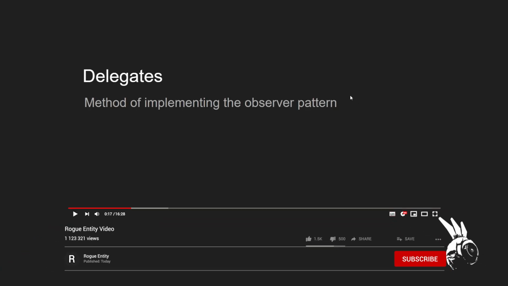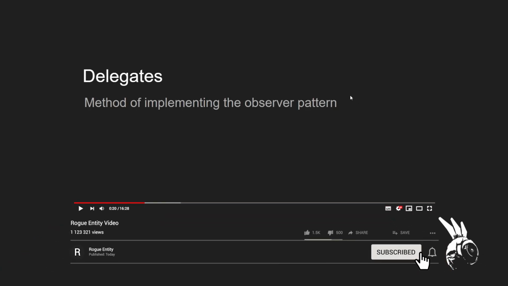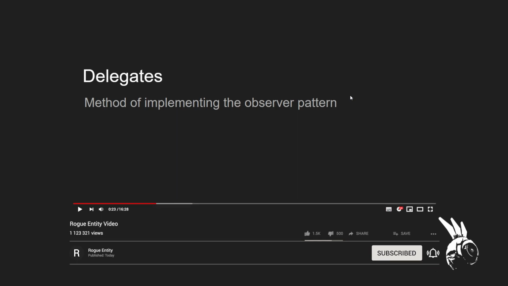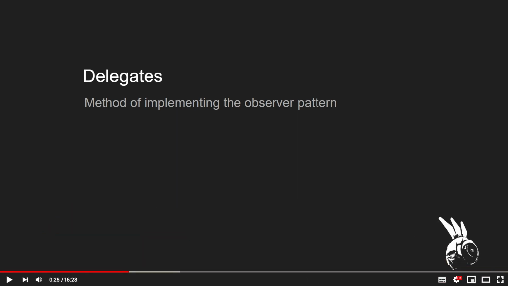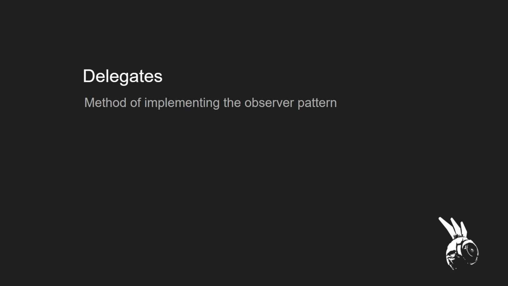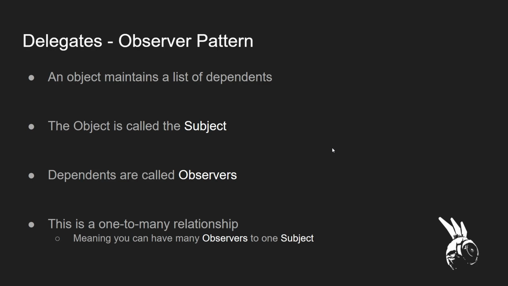Delegates are a method for implementing what's called the observer pattern. You can look that up. It's just a generic coding practice that they call patterns. There's a whole bunch of them, and delegates is an observer pattern. So what's the observer pattern? The observer pattern is where an object maintains a list of dependents. The object is generally called the subject, and dependents are generally called observers. It sets up what's called a one-to-many relationship, meaning that you're going to have many observers subscribe to one subject.